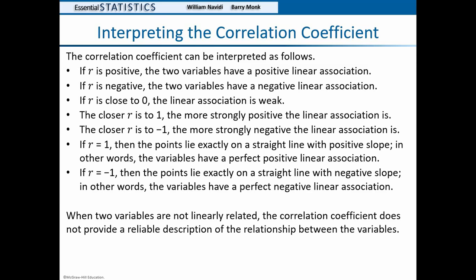The closer R is to 1, the more strongly positive the linear association is. The closer R is to -1, the more strongly negative the linear association. When it says strongly, it means the more it lies along that straight line. Okay? If R is equal to 1, then the points lie exactly on a straight line with a positive slope. If R is equal to -1, then the points lie exactly on a straight line with a negative slope. Positive slope means going up: one increases, the other increases. This is one increases, the other decreases. Okay. These are called perfect positive linear association and perfect negative linear association.